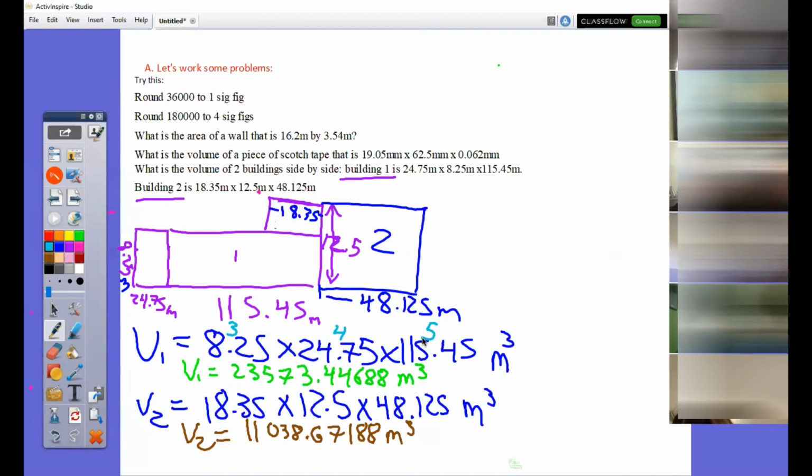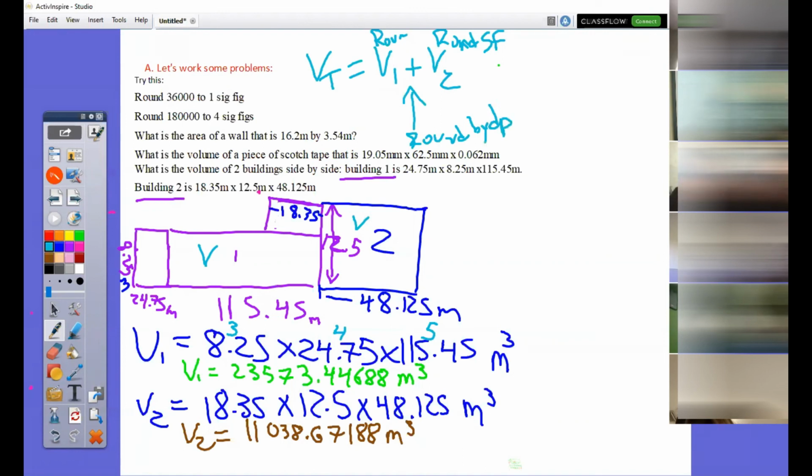So here, because we're doing volume, and then we're going to do VT, the total volume is volume 1 plus volume 2. That means we have to calculate the volume by multiplication, separated by addition. So you round by sig fig rules, and then you add and you round by DP, decimal places. When you add or subtract, the answer can only have the number of decimal places as the least amount in the problem. All right, so we're going to round this off. 3, 4, 5 sig figs. So that means we go with the lower number of sig figs, 3. I'm counting them off from the big side. So that number is 23,573. I'm going to round that number up to 23,600.